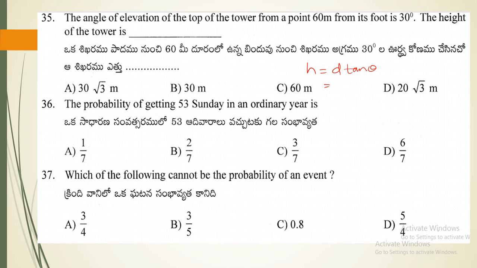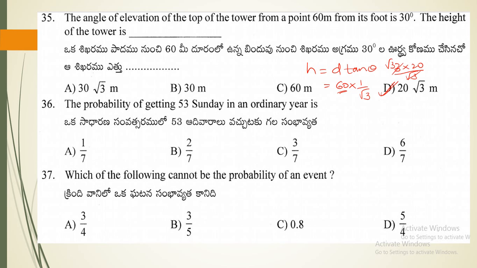So what is the distance given? 60 into tan 30. Tan 30 is 1 by root 3. So 60 by root 3, how can I write it? 60 can be written as 3 into 20 by root 3. So root 3 in 3, it goes root 3 times, so the answer is D, 20 root 3.